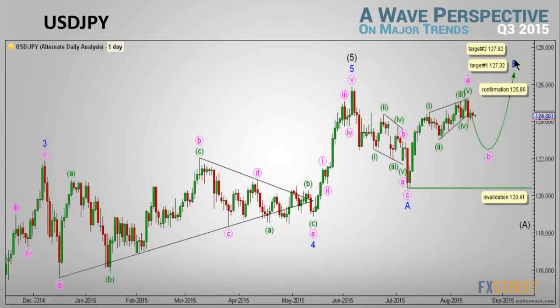In expanded flat corrections, wave B blue is expected to move beyond the start of wave A blue. Therefore, this count expects that wave A blue is complete and that wave B blue is unfolding toward the upside. This count is presented because the latest upwards movement within wave B blue can be interpreted as a leading diagonal labeled waves 1 through 5 green, and leading diagonals are 5-wave structures.